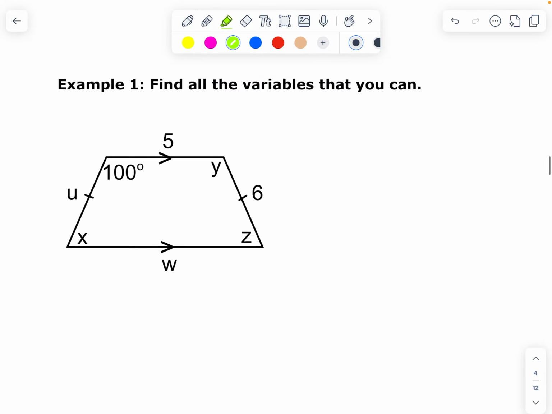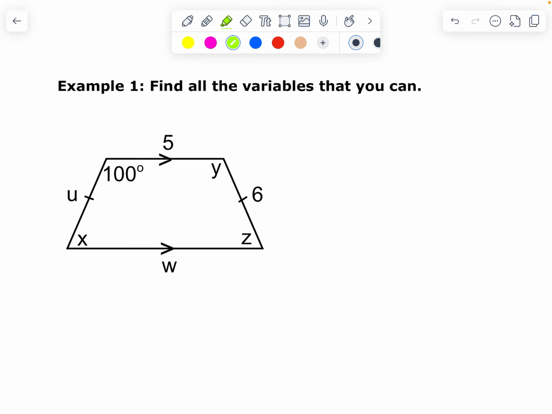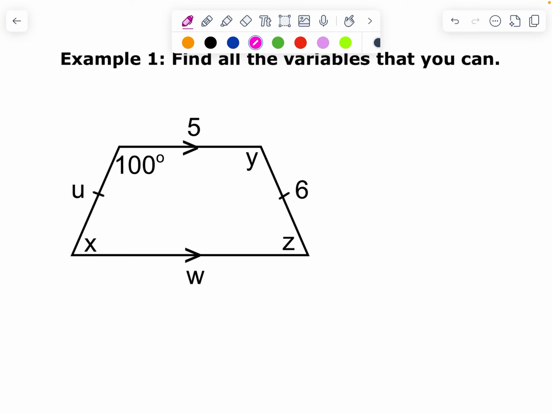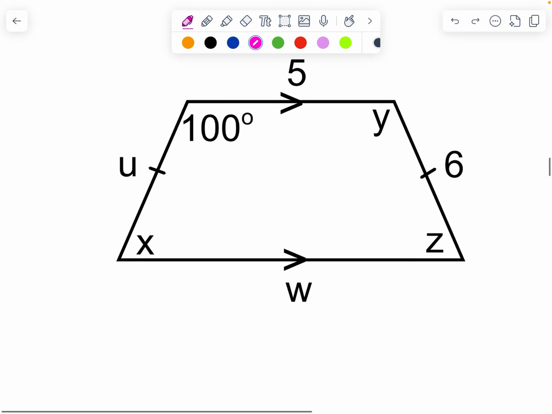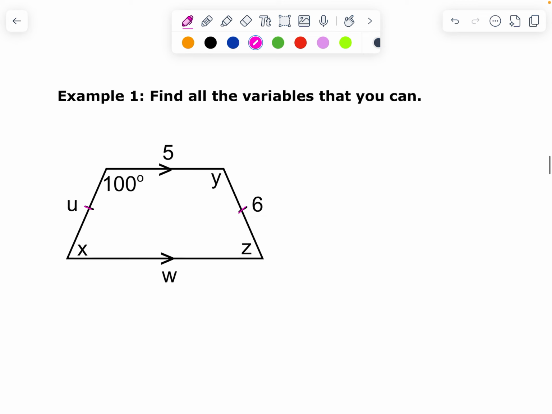All right, so let's do some problems and see what we get here. So if you look at this, sometimes it'll say if it's an isosceles trapezoid or just a trapezoid up here, but the directions here say find all the variables that you can. And if you look at the picture, I can tell it's a trapezoid because it has 1 pair of parallel sides, but I also know it's an isosceles trapezoid because it has these 2 legs that are equal. So it says find all the variables that you can. I can see that I can get u right away. Those 2 sides are the same, so u is 6.